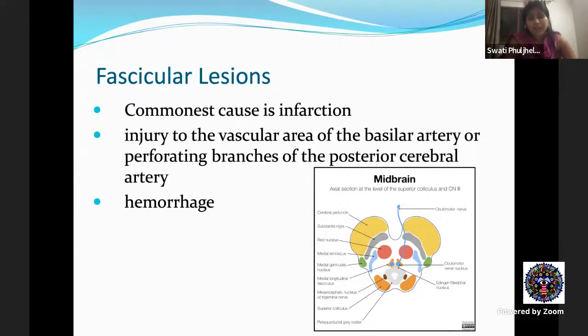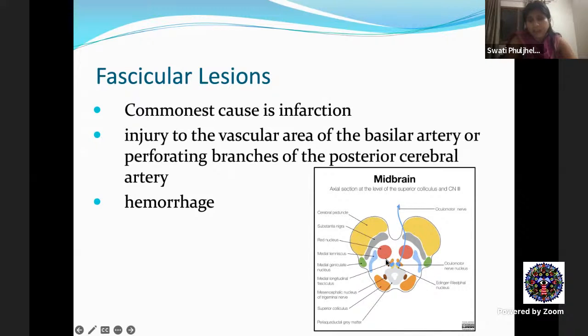So coming to the fascicular lesions, again the common cause is infarction, and it is secondary to vascular injuries to the area supplied by the basilar artery as well as the area supplied by the posterior cerebral artery. The other common cause could be hemorrhage in this area. As you can see, this is a very, very crowded area. There are a lot of structures over here.